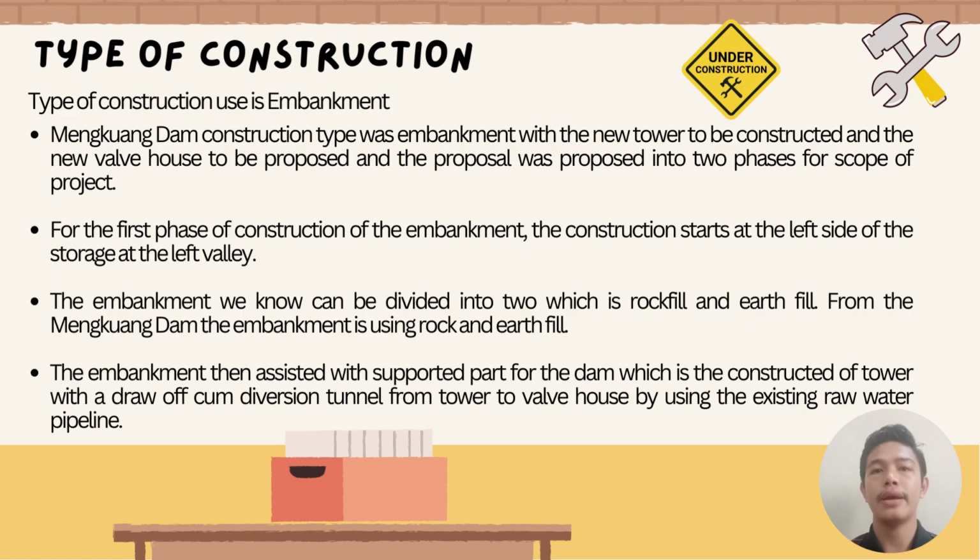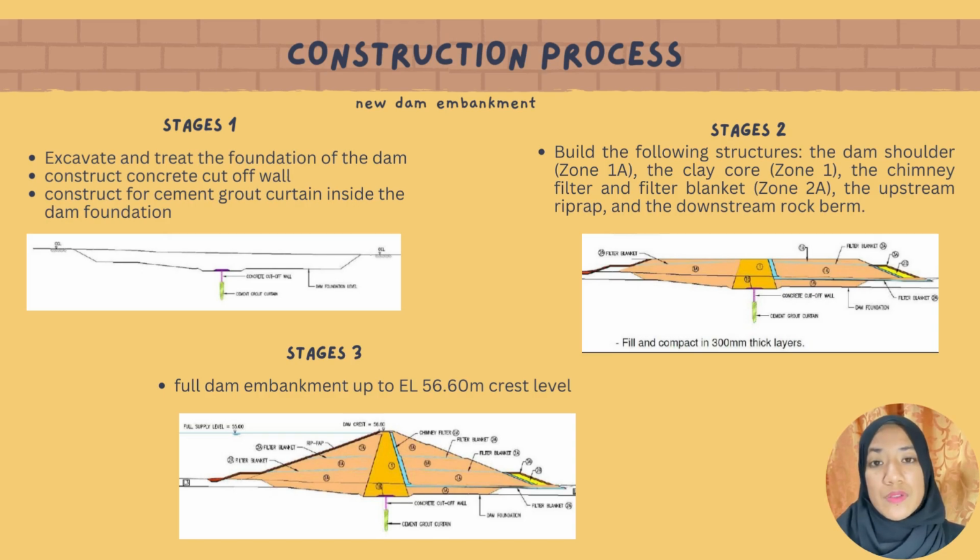The embankment is then assisted with the supporting parts of the dam, which is the construction of the tower with a draw-off culvert diversion tunnel from the tower to the valve house using the existing raw water pipeline. Next, I will continue with the construction process of Mengkuang Dam, which is divided into 3 stages.